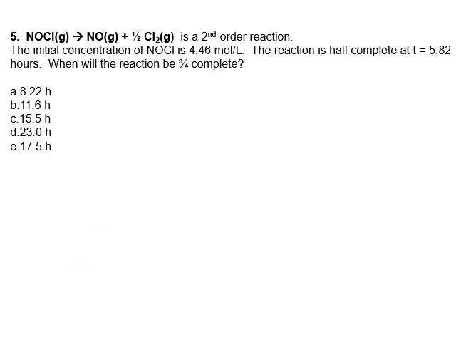All right, NO2 giving NO plus 1/2 O2 is a second order reaction. The initial concentration is 4.46 moles per liter. The reaction is half complete at 5.82 hours. When will it be 3/4 complete? This one is tricky. It's not hard, it's just tricky.